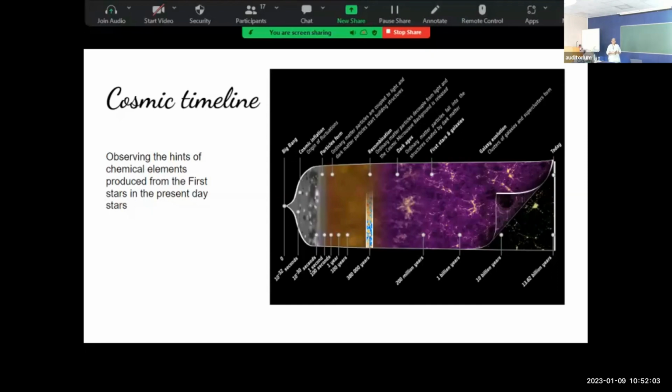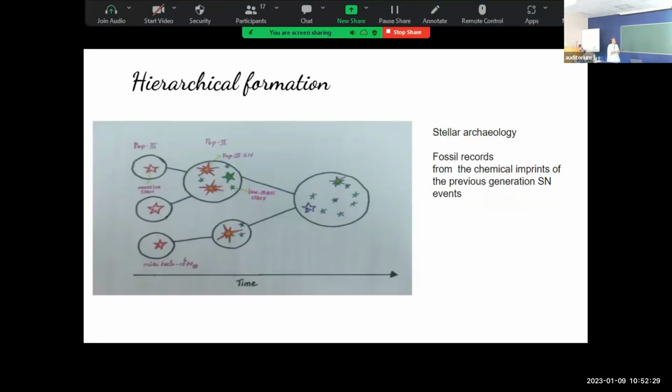What we are trying to do in stellar archaeology is observe the low mass stars, which are very old, and try to connect them to the first supernovae through the chemical imprints of the first supernovae, whether they are present in the old stars of the Milky Way galaxy and the neighborhood, wherever you can resolve the stars in the Milky Way and the satellite galaxies. So that is stellar archaeology.